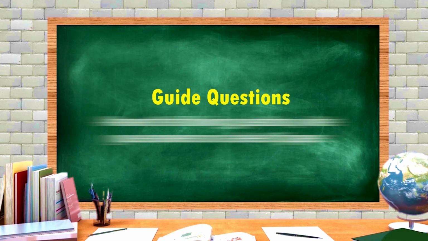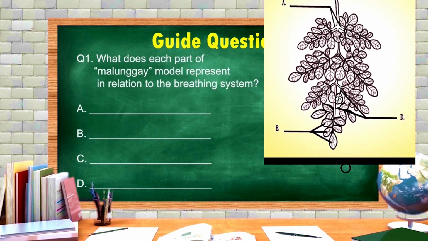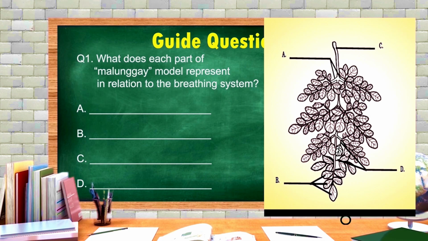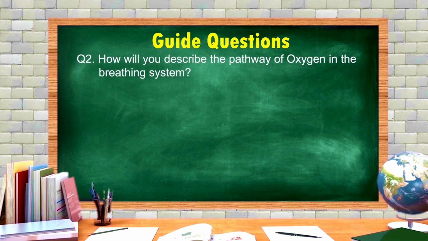For our guide questions in this activity, answer the following questions. Write your answers on a sheet of paper. Question 1. What does each part of the malunggay model represent in relation to the breathing system? Question 2. How will you describe the pathway of the oxygen in the breathing system?